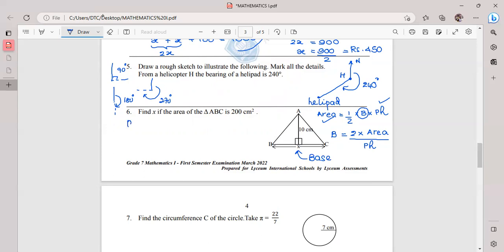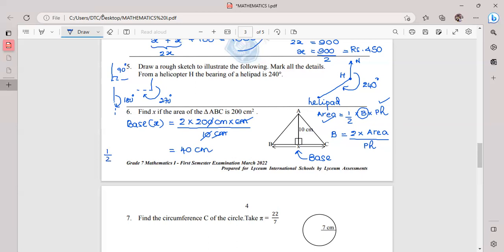Therefore, I write base, or else you can write this as X is equal to 2 times area 200 centimeter square, I write like this, expanding, and divided by 10 centimeter. So then centimeter you can cancel. So this 0 will be cancelled with this. So then the base value will be 2 times 20. It is 40 centimeter. If you want to cross-check, right, you can do this.